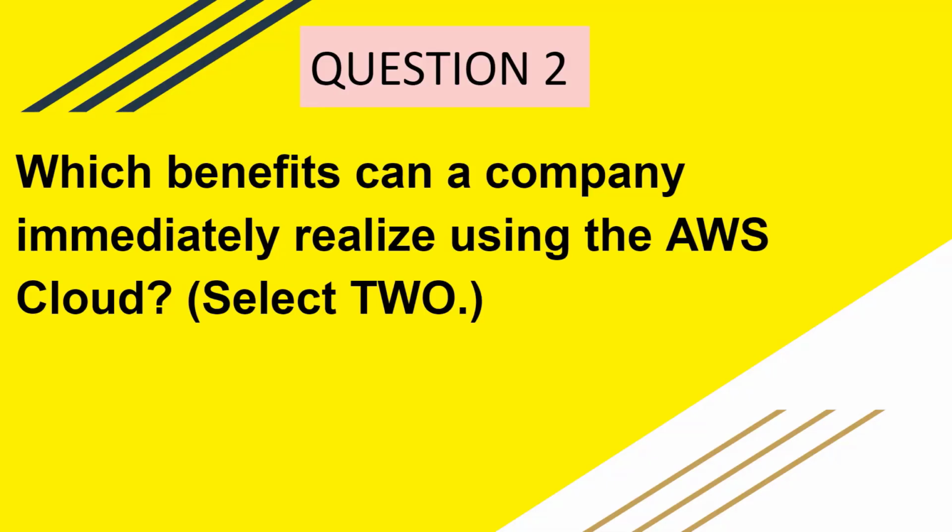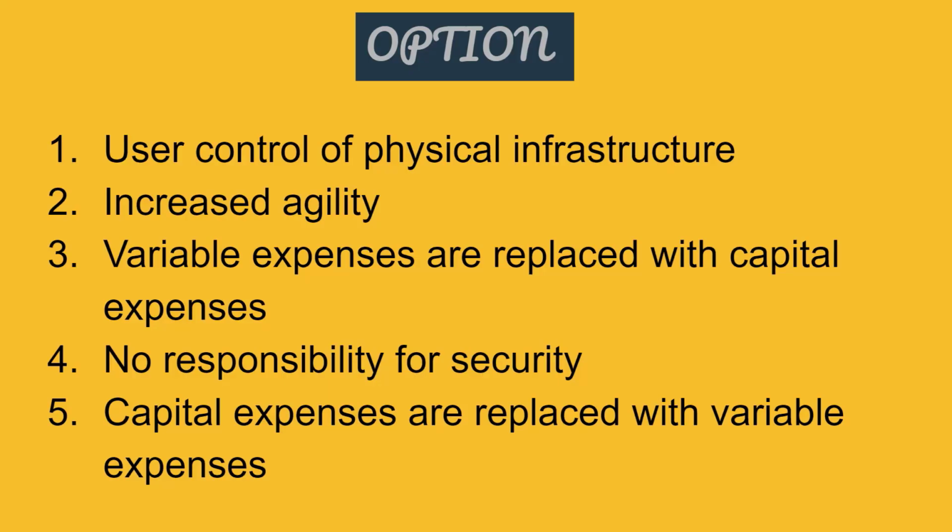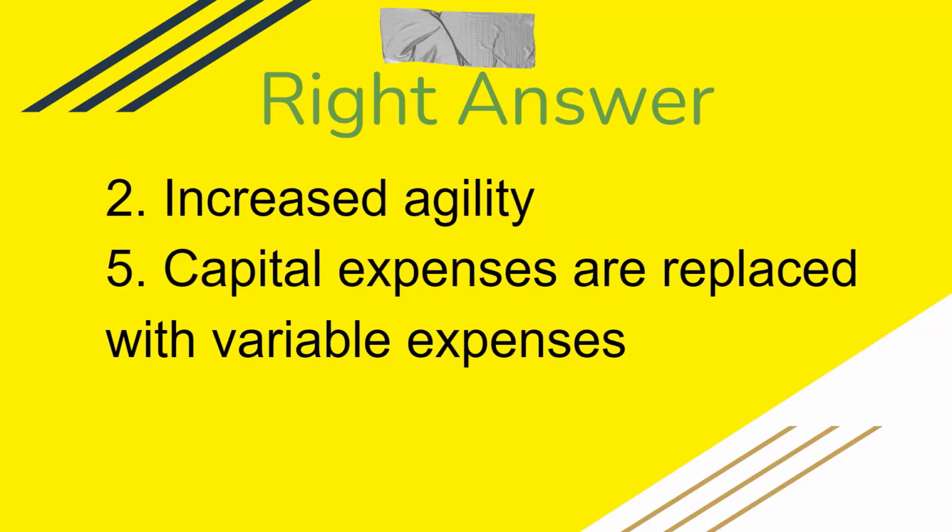Question 2. Which benefits can a company immediately realize using the AWS cloud? Select 2. Option 1. User control of physical infrastructure. 2. Increased agility. 3. Variable expenses are replaced with capital expenses. 4. No responsibility for security. 5. Capital expenses are replaced with variable expenses. Right answer is 2. Increased agility. 5. Capital expenses are replaced with variable expenses.